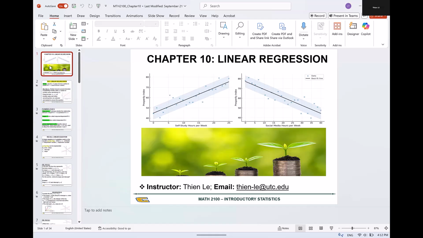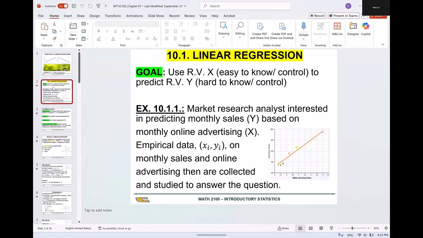So now we look at the chapter in detail. The goal here is that we will try to use a random variable X, which is easy to know or control, to predict a random variable Y, which is harder to know or control.